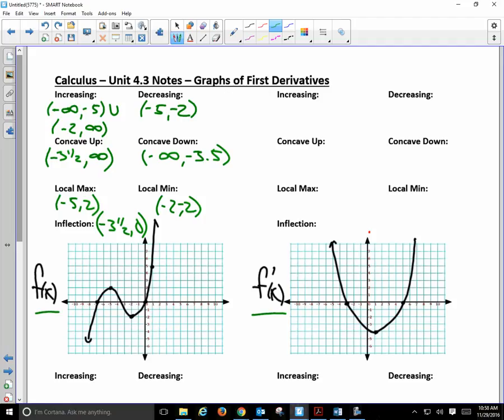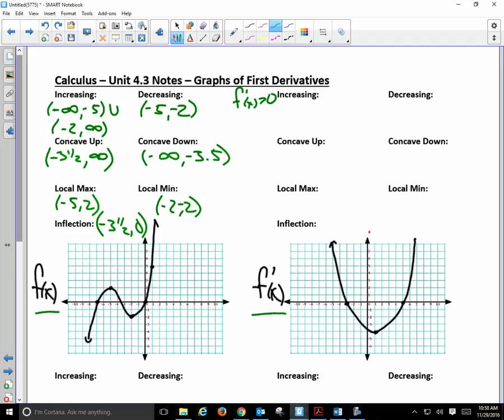We have to really think about the definition of increasing. And the definition of increasing is where f prime of x is greater than 0. Well, I'm not looking at f of x. I'm looking at f prime. So how would you describe where this is greater than 0? You'd say the graph is greater than 0 wherever it is above the x-axis.